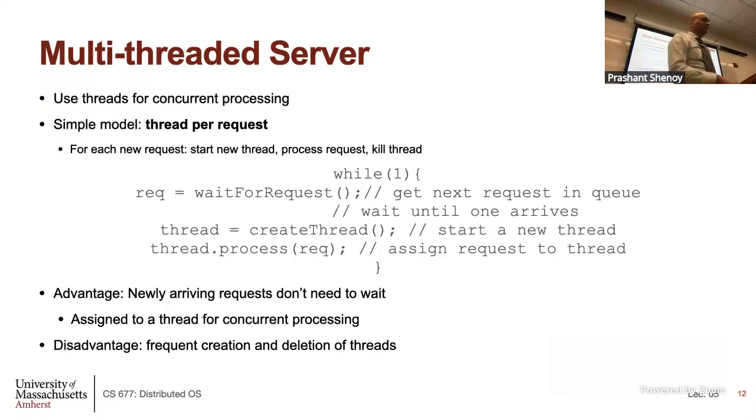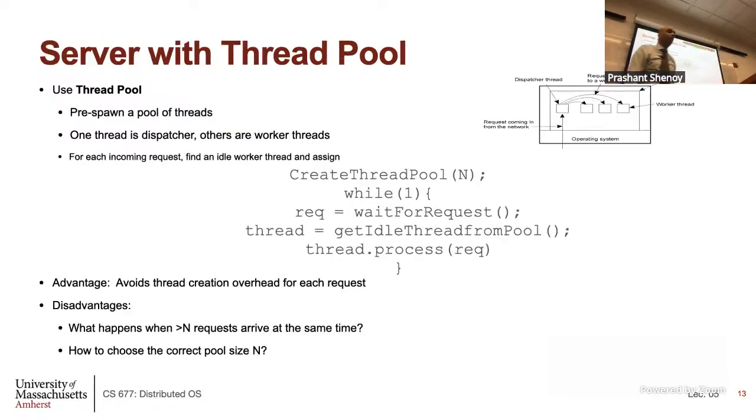Pre-create all the threads and have them sit idle. That was actually the picture I had already showed you. So this is called the thread pool model. If you want to avoid the overhead of creating new threads over and over again, why not just pre-create a set of threads? They're all sitting there. There are worker threads. The dispatcher will simply take a request and hand it to an idle worker thread for processing. So that's essentially this code here.